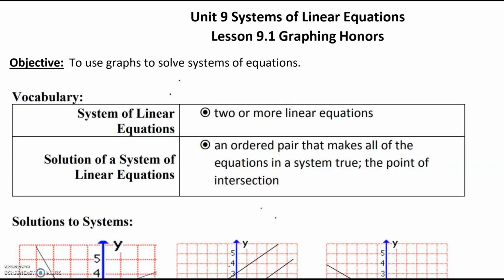So you'll see here there's a little bit of vocabulary. System of linear equations: 2 or more linear equations. Solutions of a system of linear equations is the ordered pair that makes all the equations in the system true, the point of intersection. And in a minute, we'll look at 3 graphs and look at the different types of solutions.